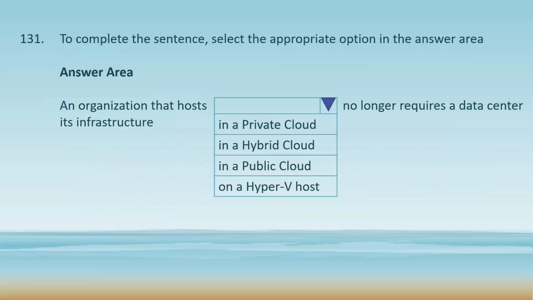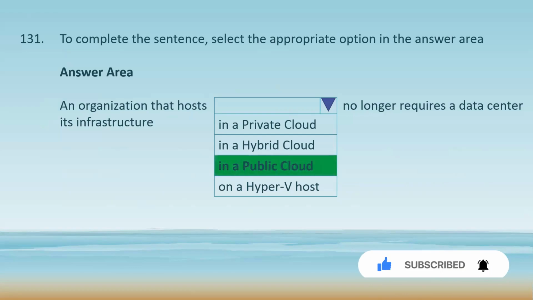To complete the sentence, select the appropriate option in the answer area. In the answer area, you have a statement: an organization that hosts its infrastructure, then dash, no longer requires a data center. Now you need to choose between in a private cloud, in a hybrid cloud, in a public cloud, on a Hyper-V host. So basically you need to choose a cloud hosting option in which the organization doesn't require a data center. The correct answer in this case is public cloud.